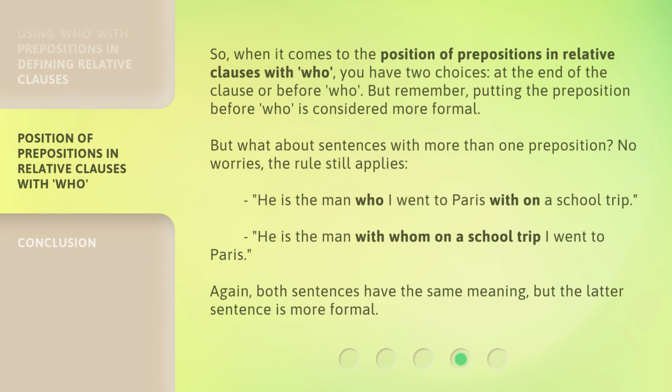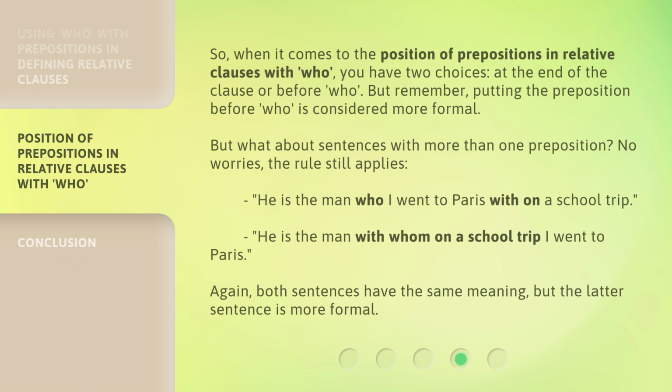So, when it comes to the position of prepositions in relative clauses with who, you have two choices: at the end of the clause or before who. But remember, putting the preposition before who is considered more formal. But what about sentences with more than one preposition? No worries, the rule still applies.